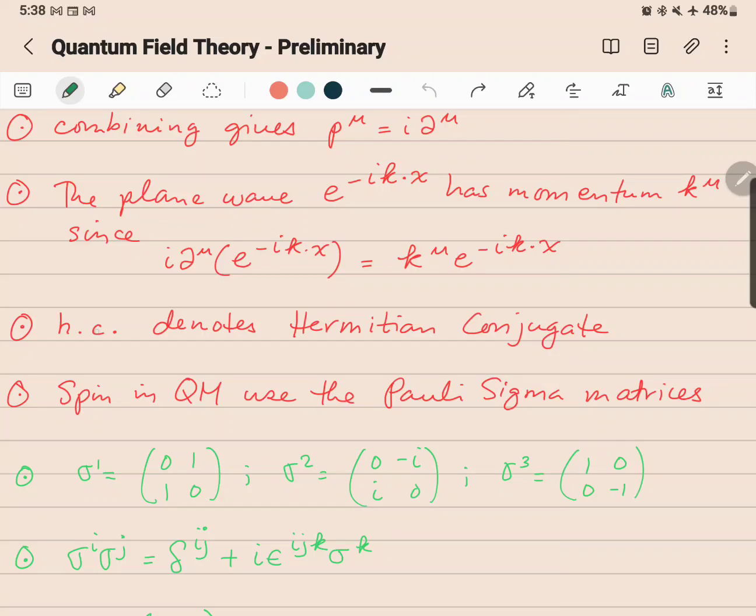Sometimes you would also see this symbol h.c. That just means Hermitian conjugate. So if you see a matrix, that would just be the transpose times the complex conjugate, or that means the adjoint in general.